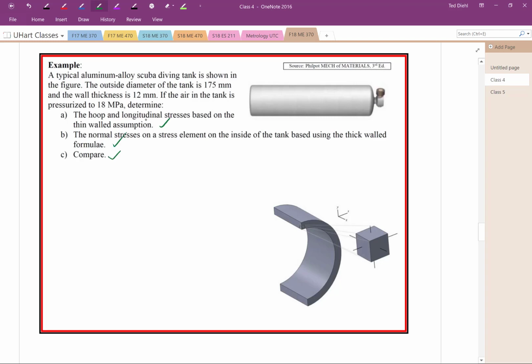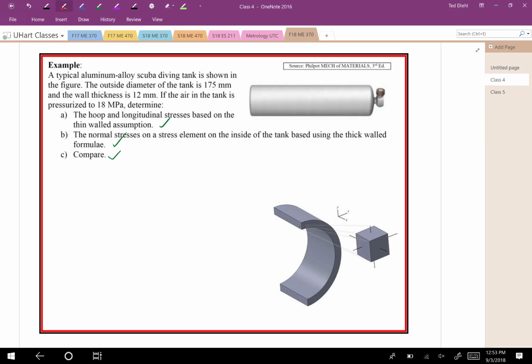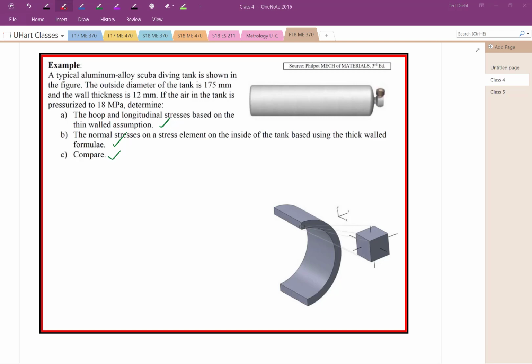I like to ask to compare. Anytime I ask a compare problem, that means I want a percentage. I want a statement that says this one is bigger than this one, this one was this much smaller than the other one, whatever. I want you to come to some conclusion. So let me summarize and write them in radial form here, because that's what the thick-walled equations look like.